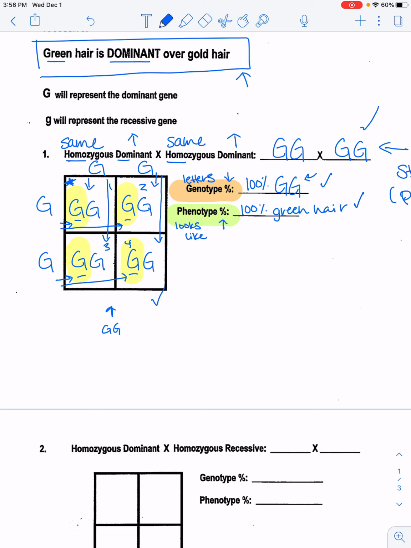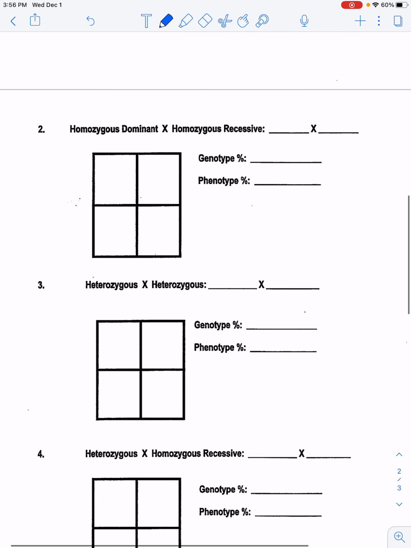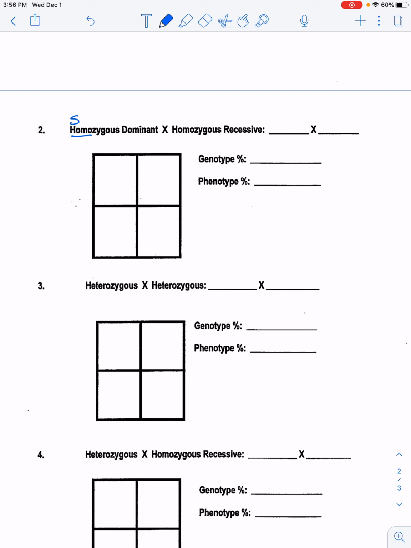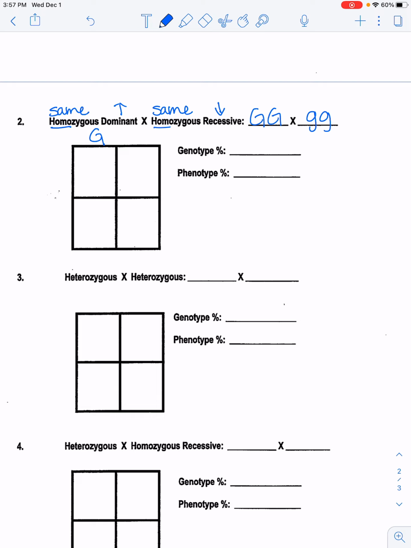Okay, so now we're going to do another one. So here we have homozygous. Homo means same. Dominant means uppercase or big. And here we have homozygous, and that means same, and recessive means lowercase. So again, I'm using the letter G, and I have the same uppercase, which looks like this. And my other parent is the same, but it's lowercase. Okay? So now I have my cross, and I'm going to put them on the Punnett square, and I'm going to go through and solve my puzzle here.